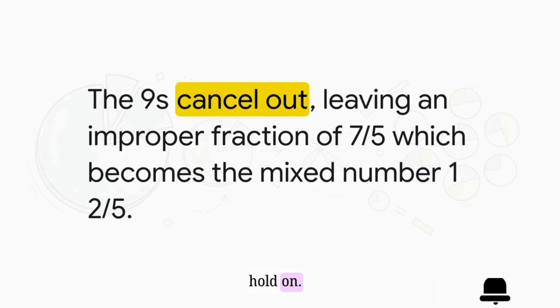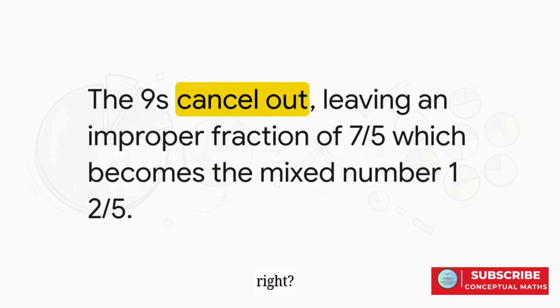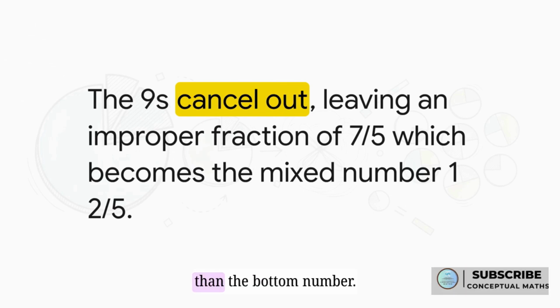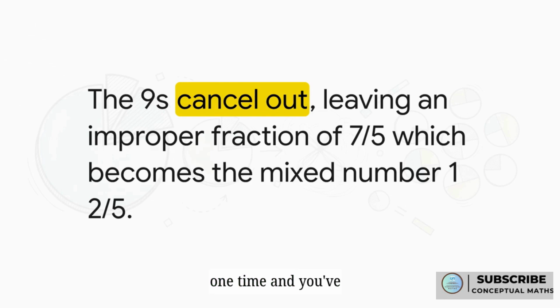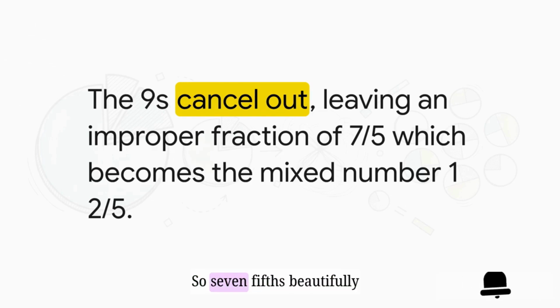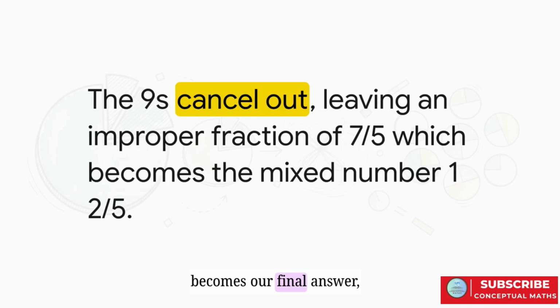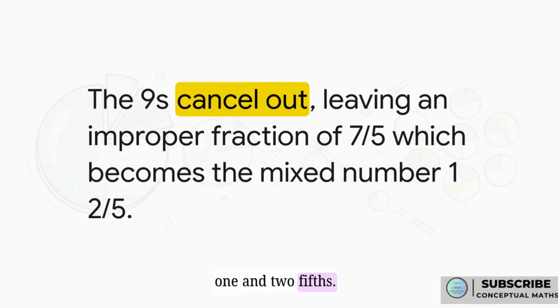7/5. Now hold on. This is an improper fraction, right? Because the top number is bigger than the bottom number. To write our final answer in the simplest, most correct way, we've got to convert it into a mixed number. 5 goes into 7 one time, and you've got 2 left over. So 7/5 beautifully becomes our final answer, 1 2/5.